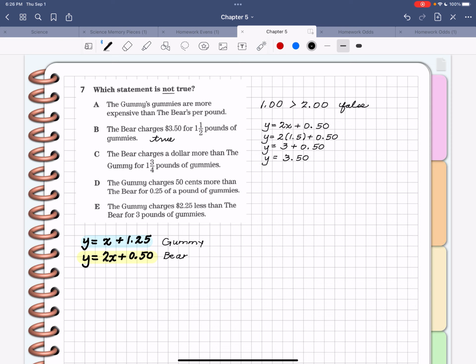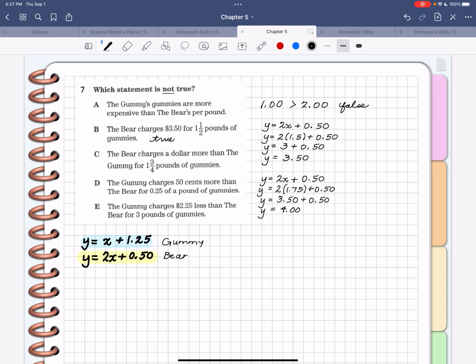The bear charges $1 more than the gummy for 1 3/4 pounds of gummies. So let's go ahead and do the bear. We've got it right here. And we're going to let x be 1 3/4, so 1.75. And then we have to add on the container fee. So y equals 2 times 1.75. That's $3.50. Plus 50 means at the bear you would pay $4 for that amount.